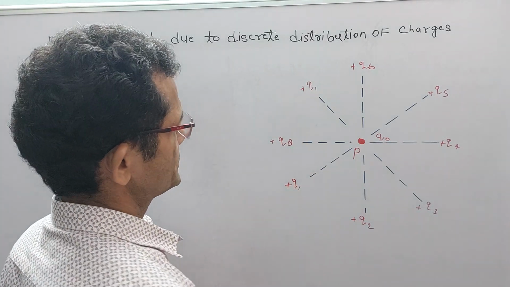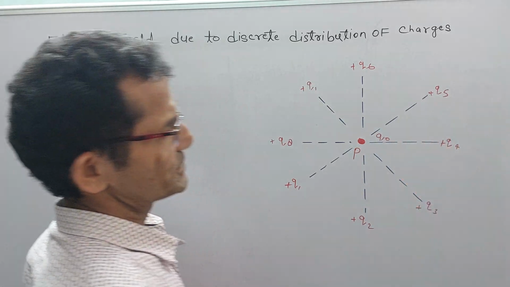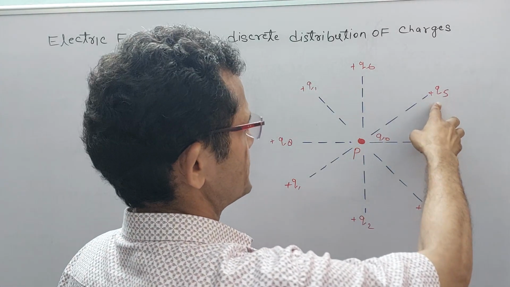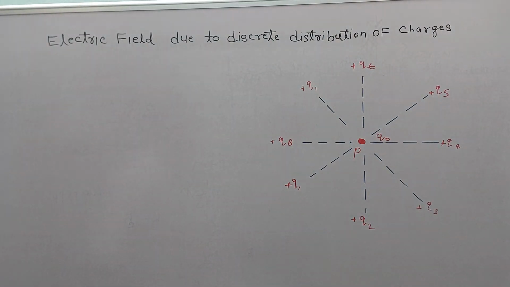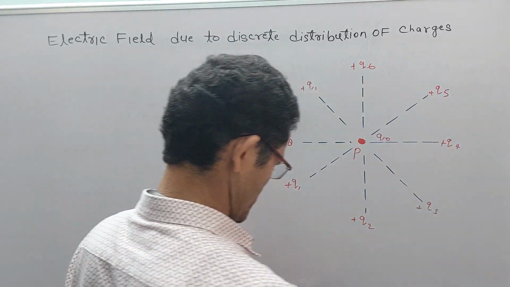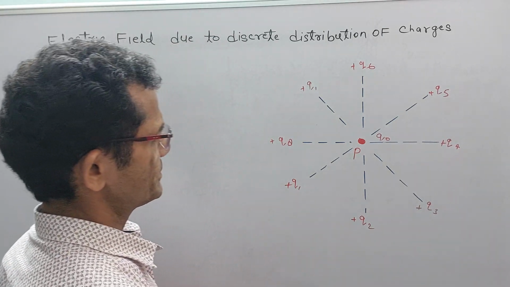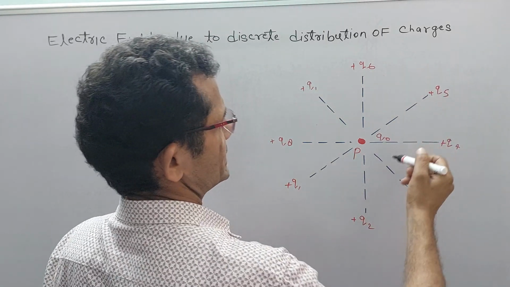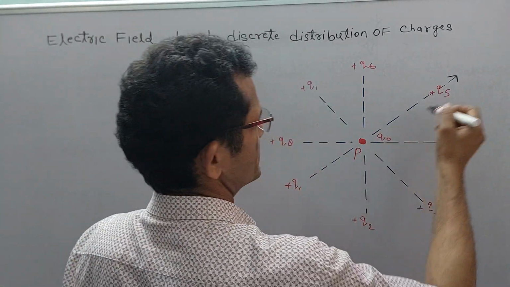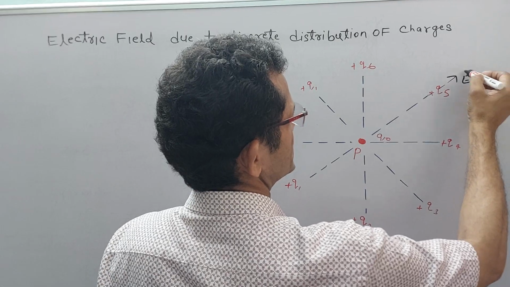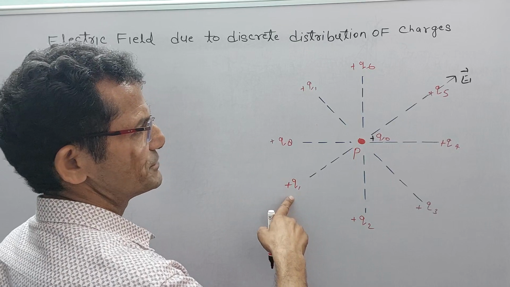So here, the electric field due to Q1 will be along this direction. If this is a positive charge, the force will be along the direction of the electric field. So Q1 will produce a field along the direction of the electric field, E1. Q0 is the positive charge, so the force will be along this one.